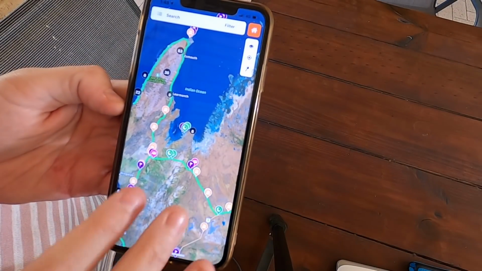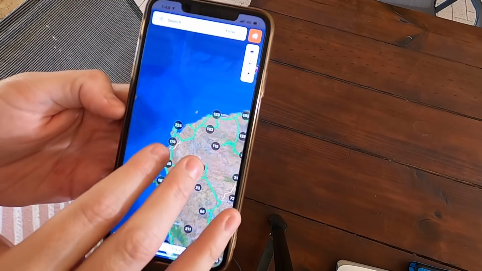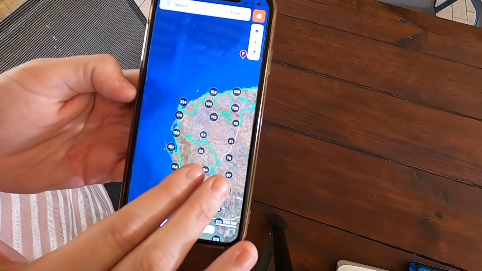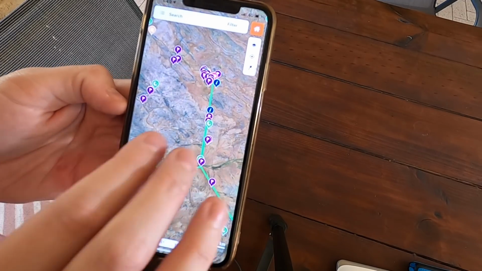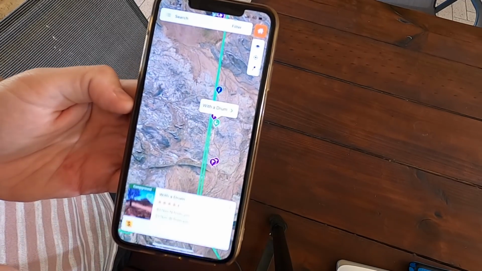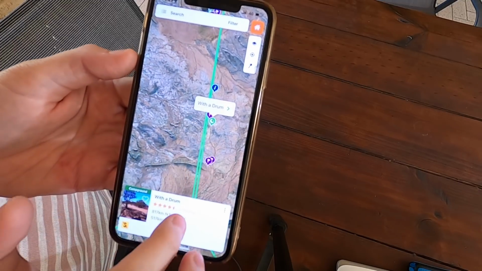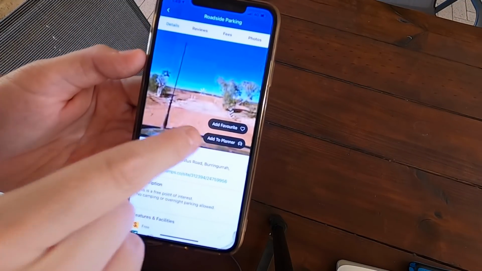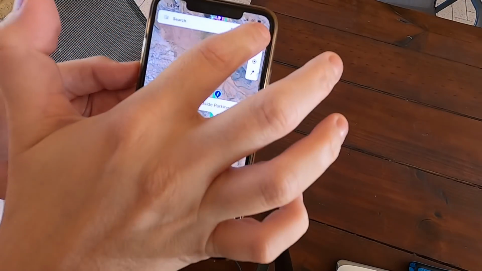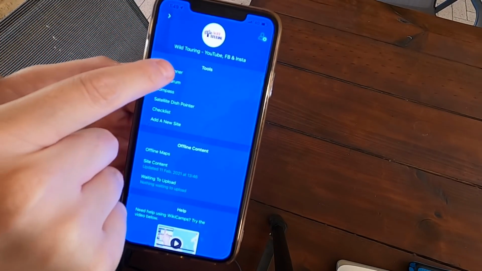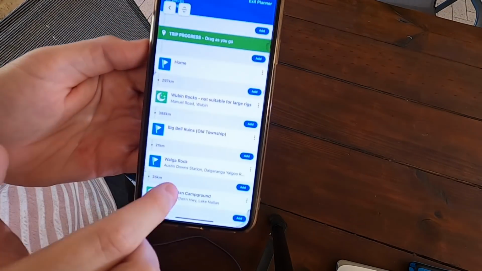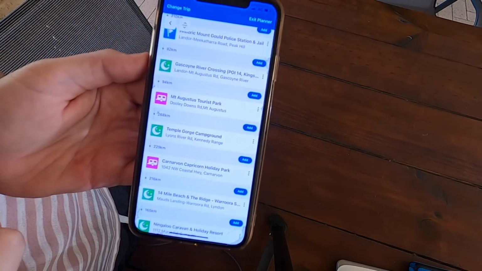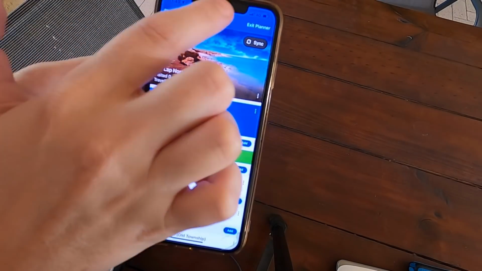You'll notice also my map has got a green line through it everywhere. That's because I added each of our stops into a trip planner. Which you could obviously do ahead of schedule if you wanted to plan your trip before you left. Yeah, so add to planner, and then when you go back to the home page, trip planner, I can have a look at all of my stops that I had. Yeah, and it gives you the distance between them.